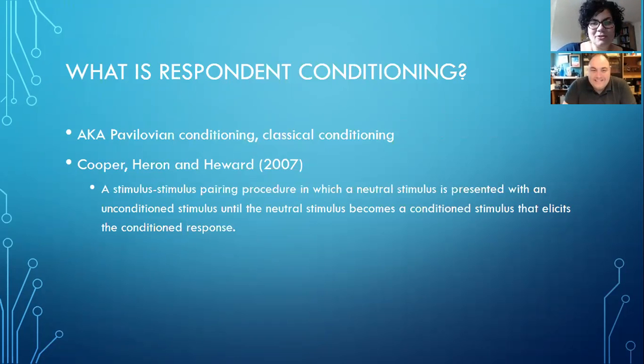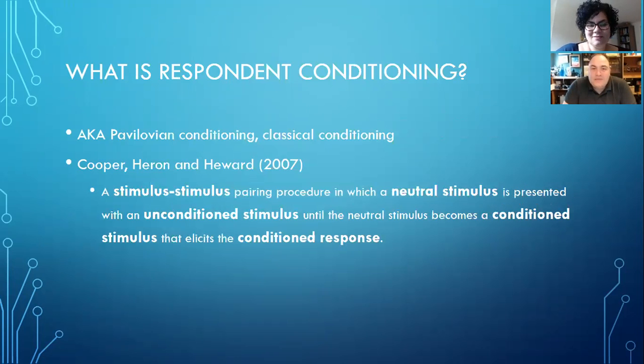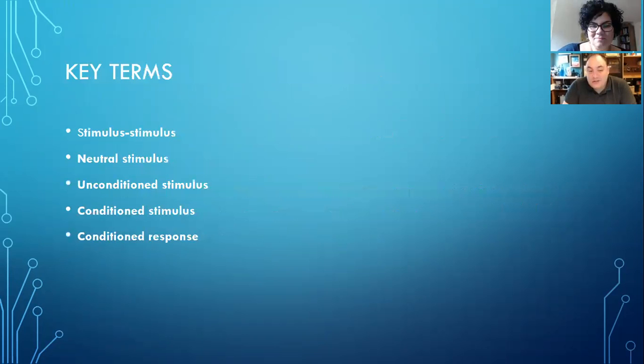Let's highlight some terms. Some of the key terms that we need to know when we're looking into respondent conditioning are the stimulus-stimulus pairing, a neutral stimulus, unconditioned stimulus, conditioned stimulus, and conditioned response. We'll go through each of these terms individually so that you can have a better understanding of them.